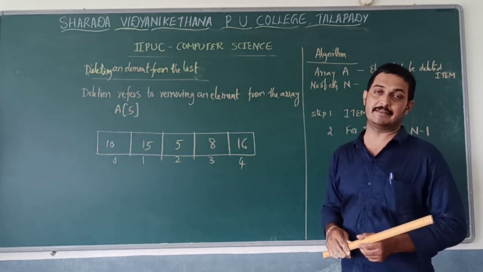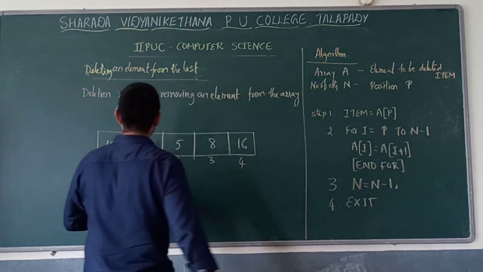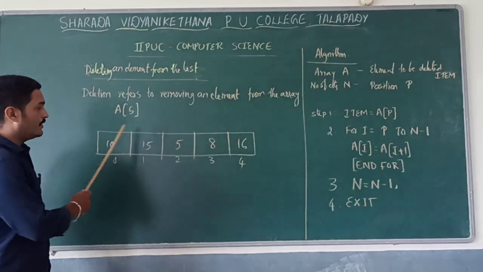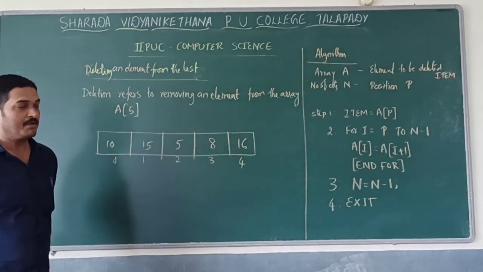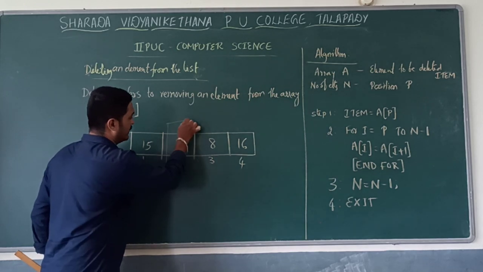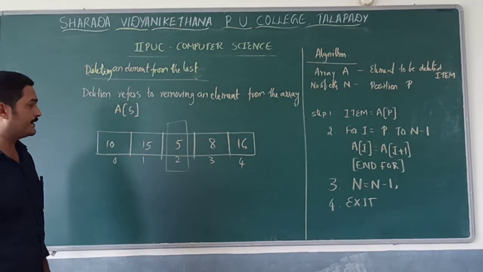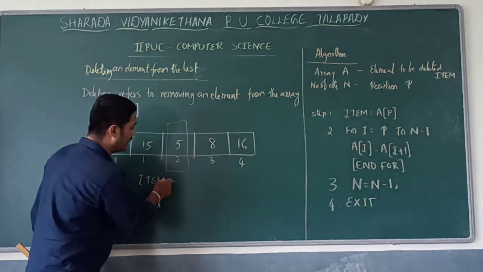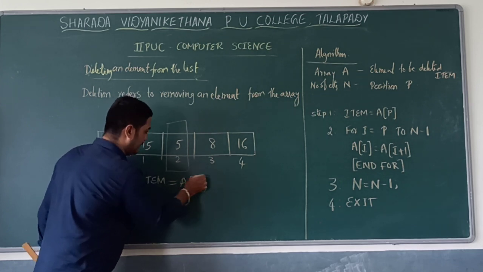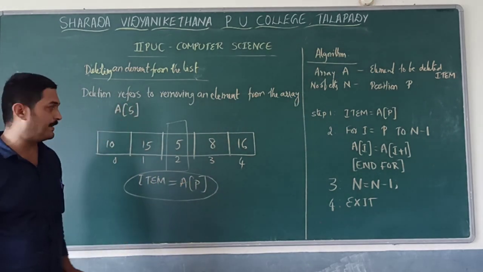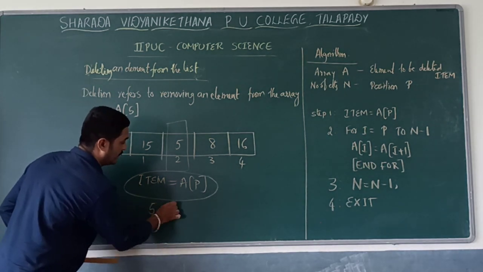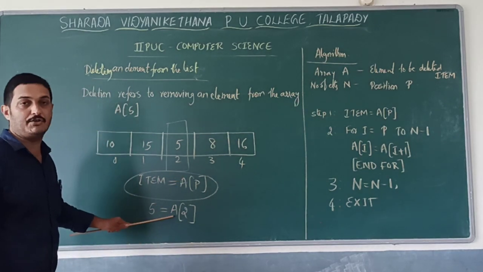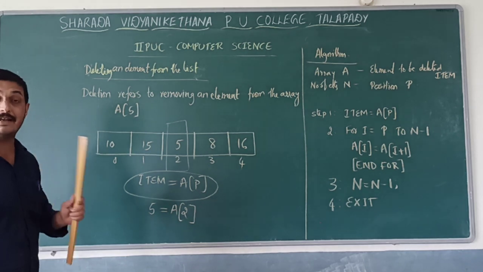How to remove the elements? For example, take array A of 5 elements: 10, 15, 5, 8, 16. If you are going to delete an element, first we have to specify item equal to A of P. Item means the element to be deleted. Here item equals 5, and A of P indicates its location, A of 2. That should be specified by the user. Then only it is possible to delete an item from the list.